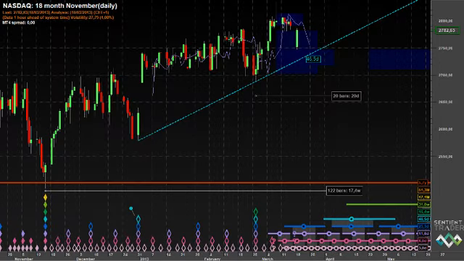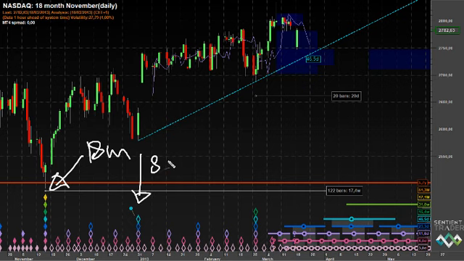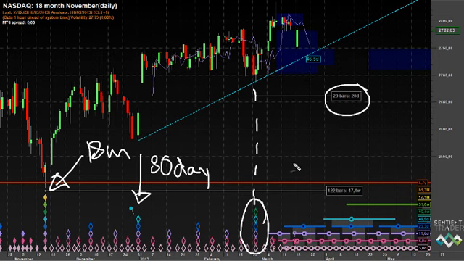Here is the chart of the Nasdaq, which matches the analysis that we've just been speaking about in the S&P 500. There is the 18-month cycle trough in the middle of November. There is the 80-day cycle trough at the end of 2012. And here is the 20-week cycle trough at the end of February. And as you can see here, there have been 20 days since that 20-week cycle trough.